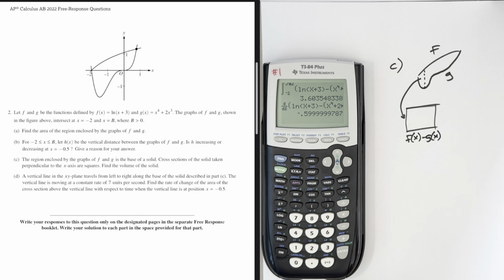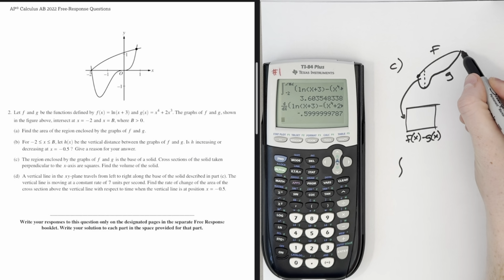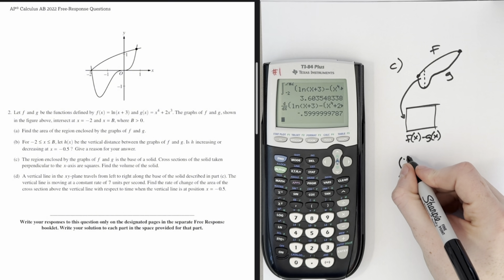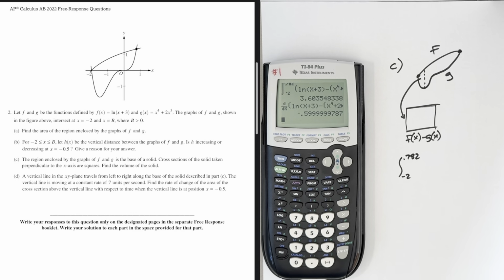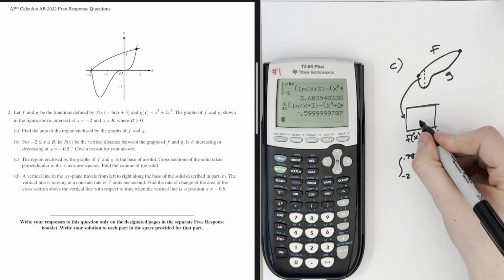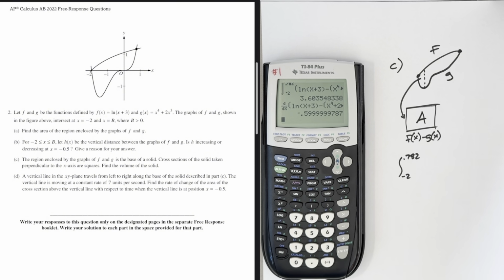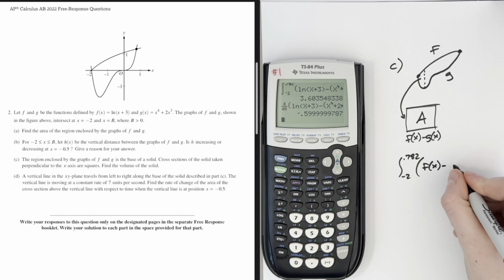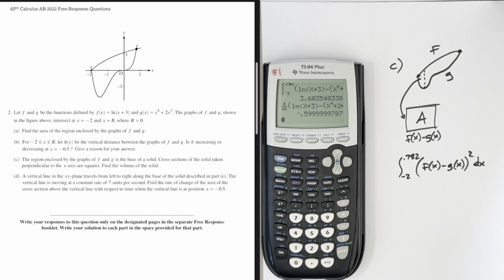And the most important thing to remember about cross-sectional volume is that to find the volume, I will integrate over my bounds of intersection, or whatever interval we're looking at. In this case, we're going from negative 2 to b, which we found earlier was 0.782, of our area of our cross-section, which in this case is just side length squared. So I'll do f of x minus g of x squared dx.